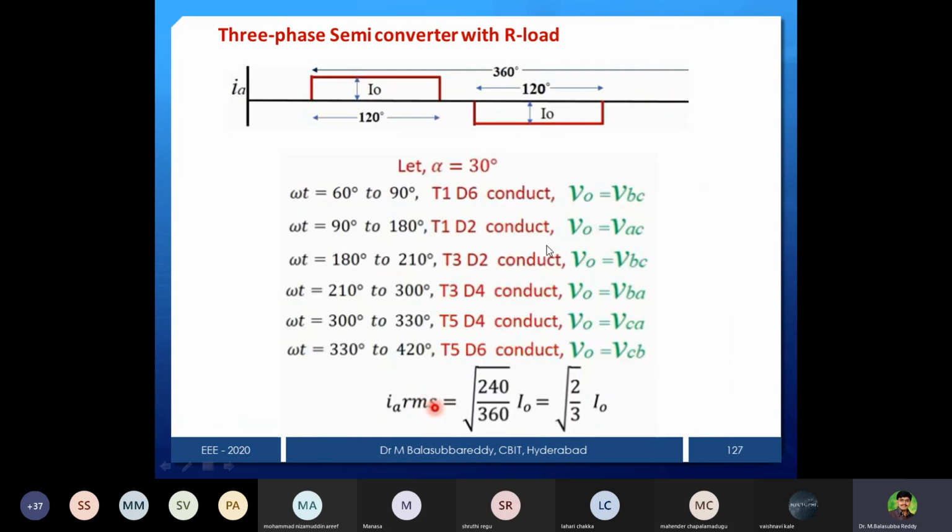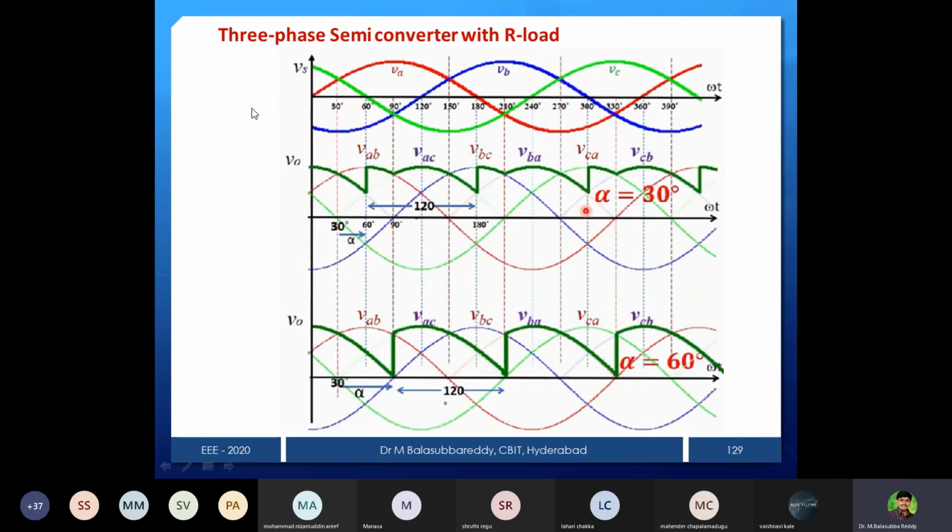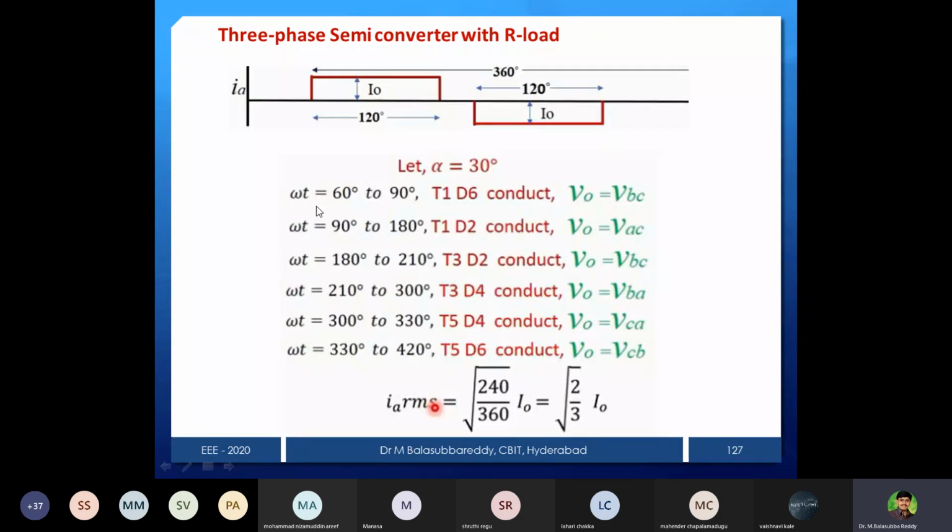Similarly, at what instant it will conduct, I already explained: omega t instant, or alpha equal to 30 degrees is nothing but omega t equal to 60 degrees. So now omega t is equal to 60 to 90 degrees. Whatever devices are conducting, like T1, I mentioned here. For the RMS output voltage, each device in a phase, whether it is T1 or D4, will conduct 120 plus 120. So that's why 240 by 360 root 2 by 3 I naught. So A phase is like this. Similarly B phase and C phase are also the same.